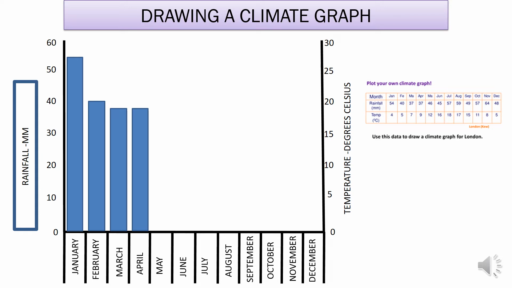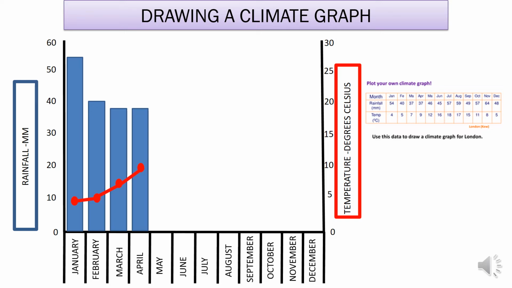Then you're going to do the same for temperature, but this time you need to use the right hand side of the axis to read temperature. So here would be the 1st of January is 4 degrees, then 5 degrees, 7 degrees, and 9 degrees. You plot the temperature data as a cross or a circle in the middle of the bar, and then you join it up together with a line to create that line graph.